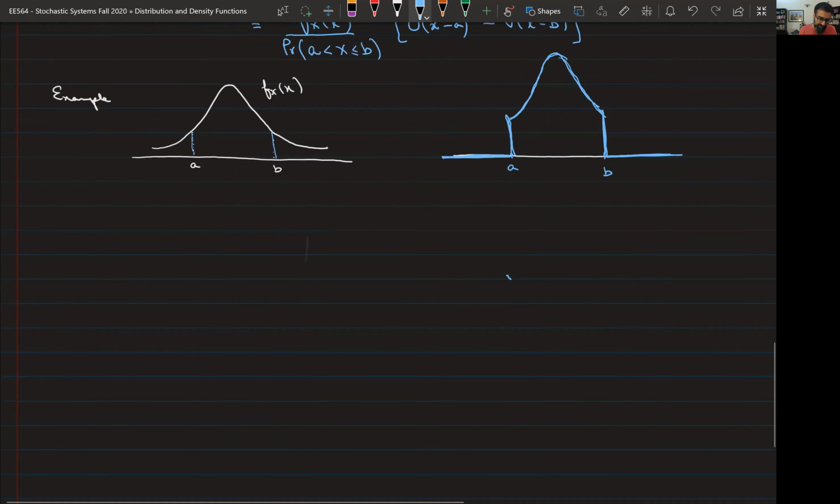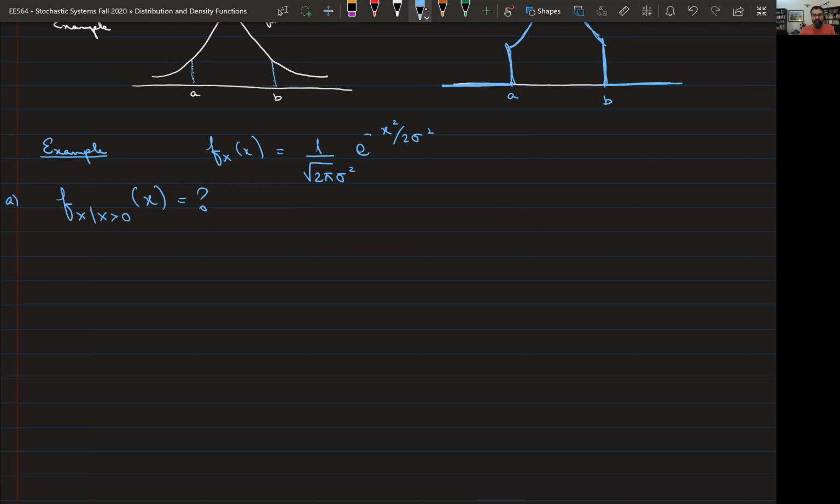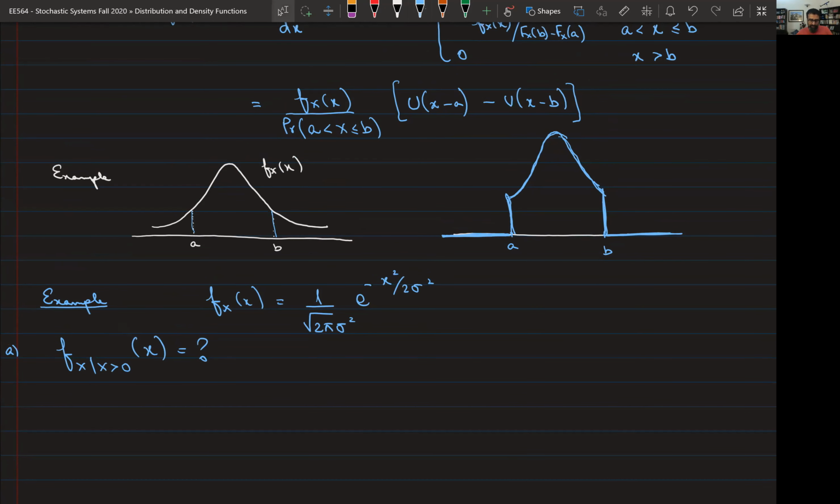Let me do another example, this time with the Gaussian PDF, actually. So this is another example. You're given a Gaussian random variable, which is actually a zero mean Gaussian random variable with variance sigma squared. Okay. And I ask you to find the conditional PDF of x given that x is greater than 0. So having done all of this analysis, what will this be equal to?